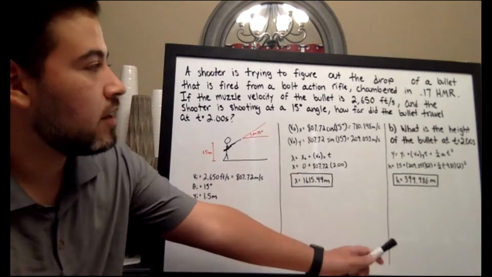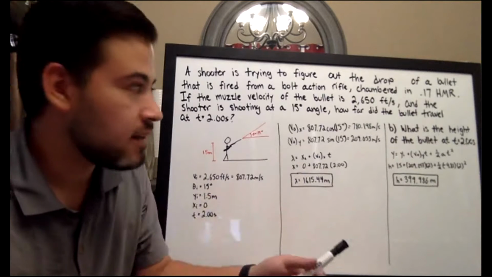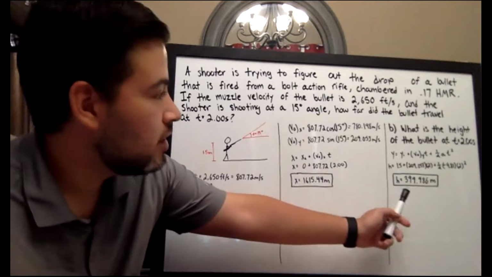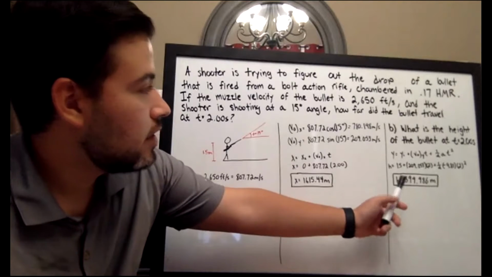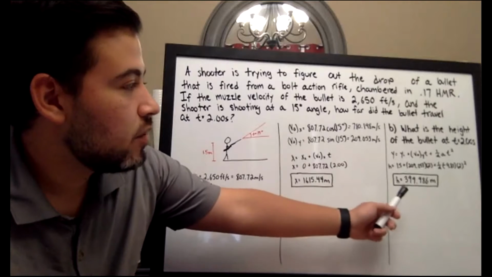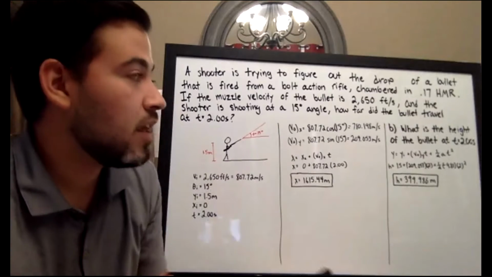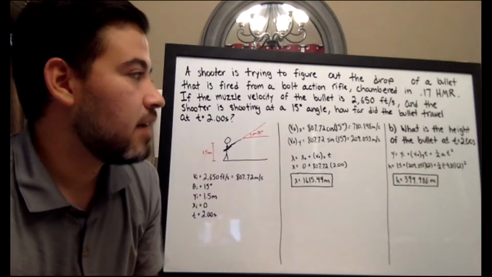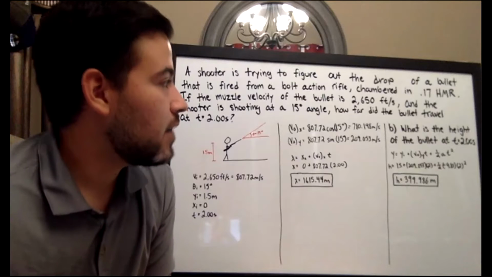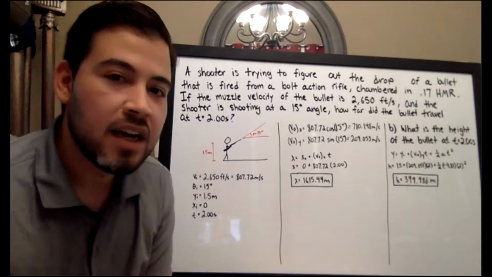And the second part of the question, what is the height of the bullet when the time is 2 seconds? So we use this equation. We put in the height, 1.5 meters, the initial velocity in the Y direction, which is 209 meters per second, and the time, which is 2 seconds, plus 1/2 acceleration times the time squared. And at 2 seconds, the height of the bullet is 399 meters.